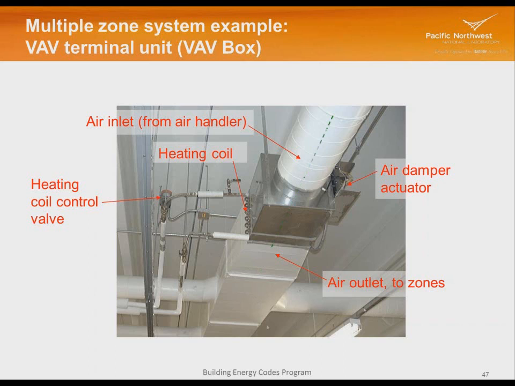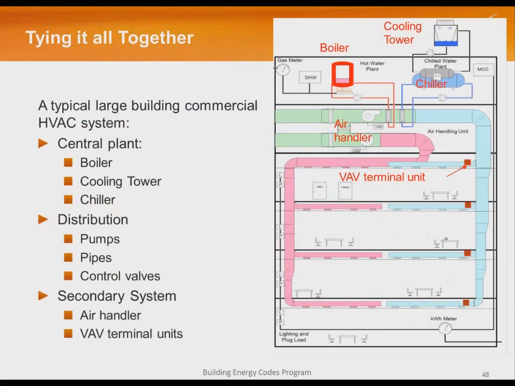But anyway, we've got the air coming out and getting distributed then in the ductwork distribution system out to the zone. So let's tie it all together, right? Again, we've got our cold water, hot water coming from the central plant. If we've got a water-cooled chiller, we've got this cooling tower. If we have an air-cooled chiller, the chiller's up on the roof and it doesn't need a cooling tower. So we have pumps distributing that hot and cold water throughout the building.